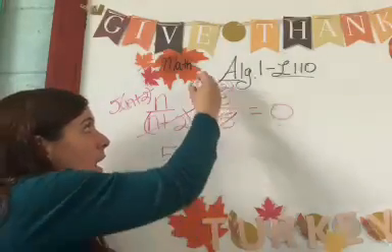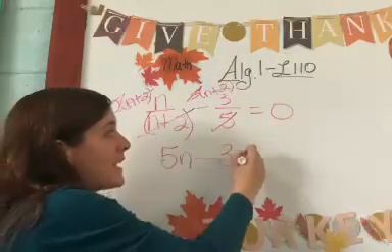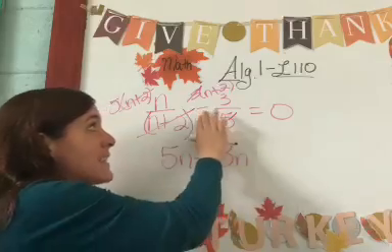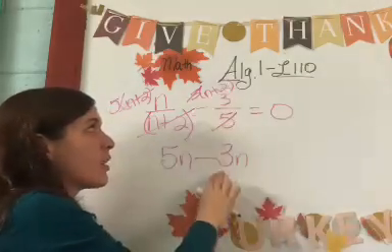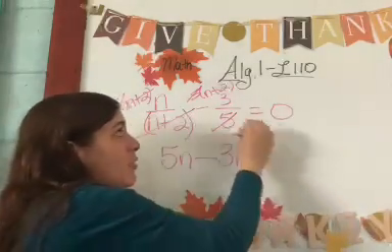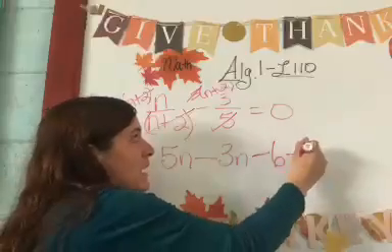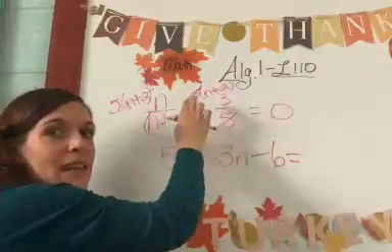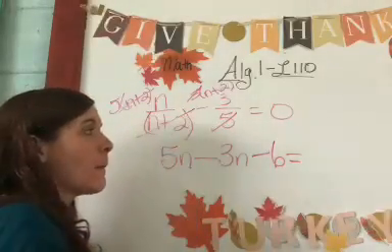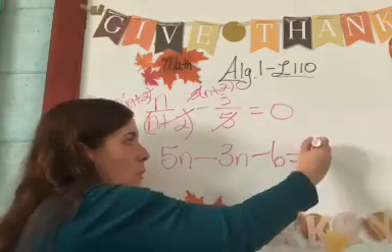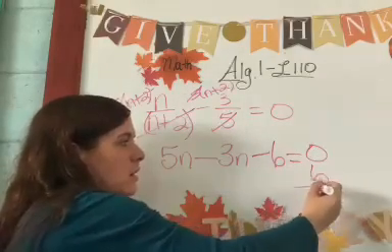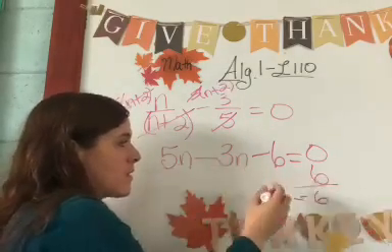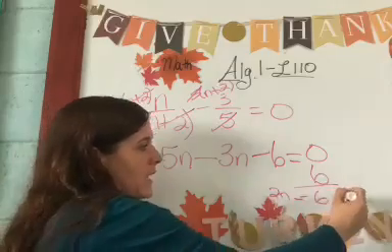Minus, cancel out your 5, and you're left with 3n. Now be careful, Kelly. It's negative 3 times n, which is negative 3n, and negative 3 times 2, which is negative 6. Don't forget to carry that negative on every one that you multiply. And then you're left with 0. So you're going to move the 6 over here, and 5n minus 3n is 2n, so n equals 3.